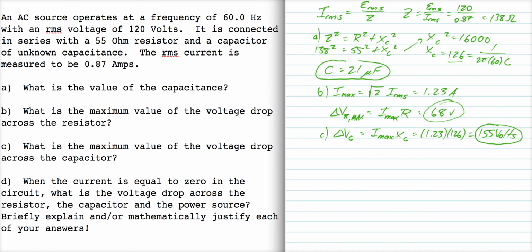Okay, and part D, it says, okay, so when the current is equal to 0, what's going on? So, well, when the current is equal to 0, that means the voltage drop across the resistor is equal to 0, because the voltage drop across the resistor is in phase with the current. That is, when the current is 0, the voltage drop across the resistor is 0. When the current is maximized, the voltage drop across the resistor is maximized, and so forth. It happens at the same time.